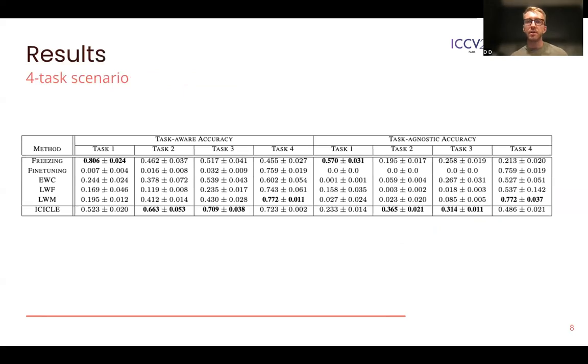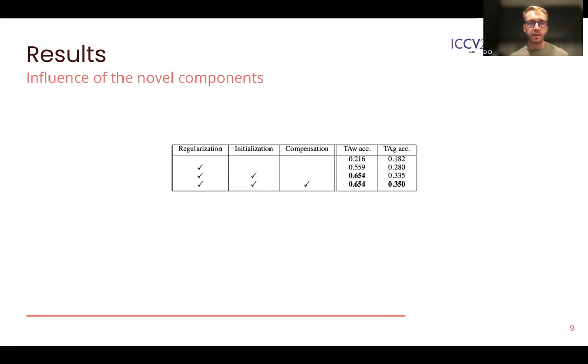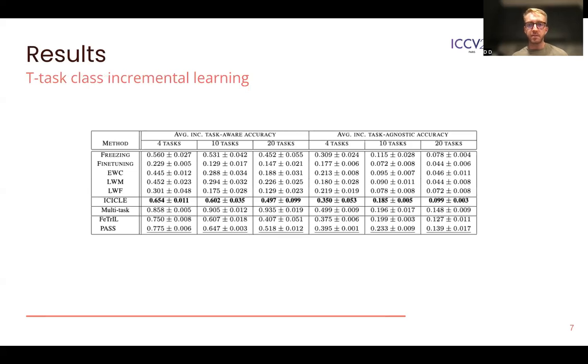We tested our model on CUB and Stanford Cars. Here you can see the results for task-aware and task-agnostic accuracies. And we compared our ICICLE method to the baselines in continual learning for the task learning scenario. And here we are comparing ourselves to methods on 4, 10, and 20 tasks.